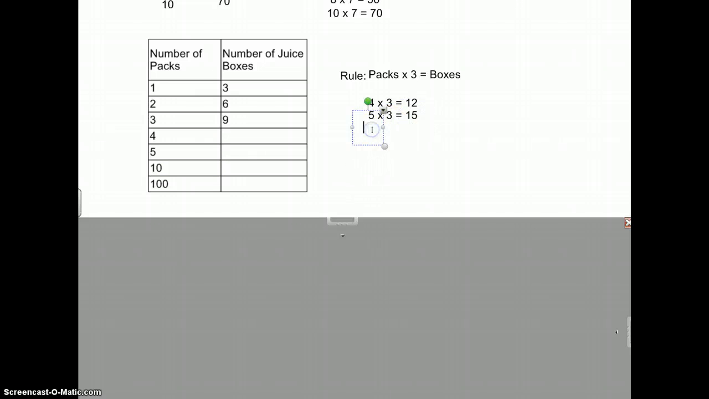When I have 10 packs, I'm still multiplying by 3, and my answer is going to equal 30. What about when I have 100? Same thing. 100 times 3 equals 300. So go ahead and copy all this down if you haven't already and put that in your notebook.